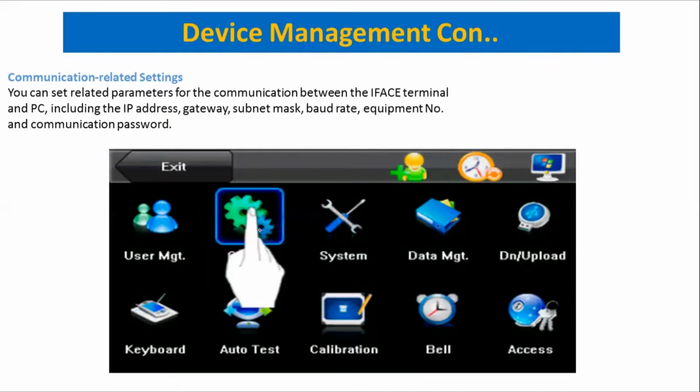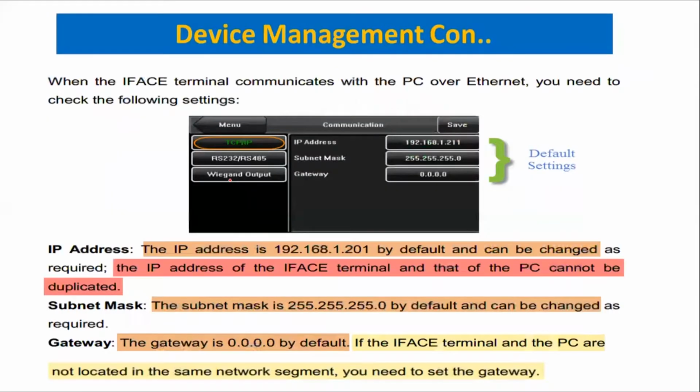When you click on that machine, you can set your communication-related settings, where you can set the subnet mask, gateway, IP address, equipment number, and communication password. Before going to the communication setting, let me discuss some important things here. When you click on communication, you get three communication modes: TCP/IP, RS-232, and output. We will stick with TCP/IP, and we will do our IP setting here.